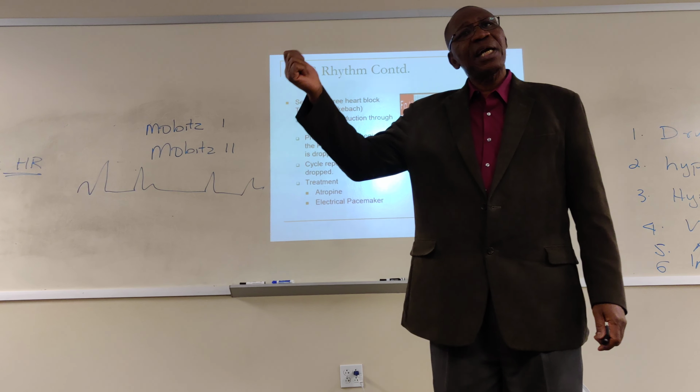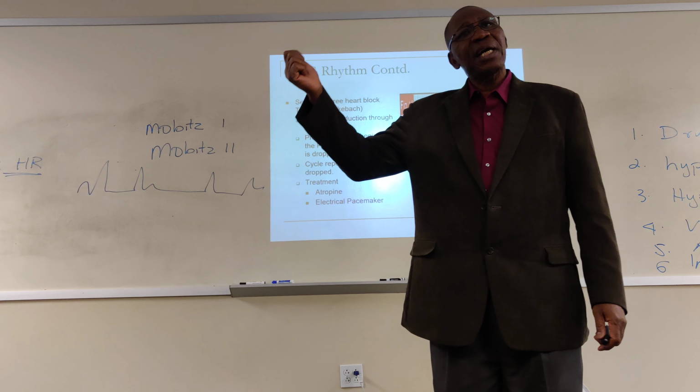Any questions about PVCs, premature ventricular contractions? We have unifocal PVCs, ventricular bigeminy, okay? Every other beat is PVC. So here's a normal beat, here's PVC, normal beat, PVC, normal beat, PVC. We have ventricular trigeminy. Every third beat is PVC. Normal beat, PVC. Yeah, it can come that way.